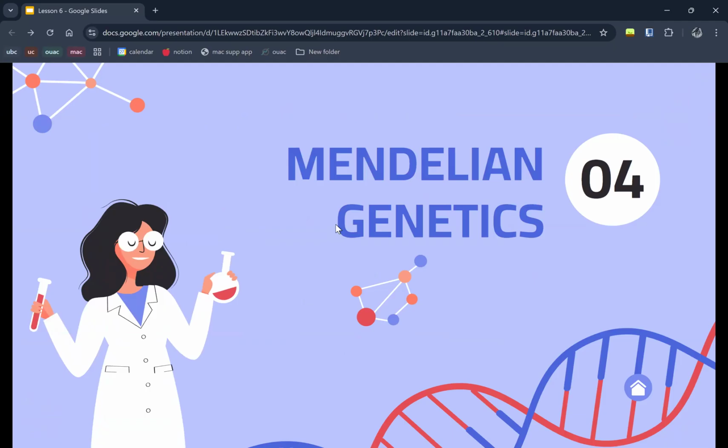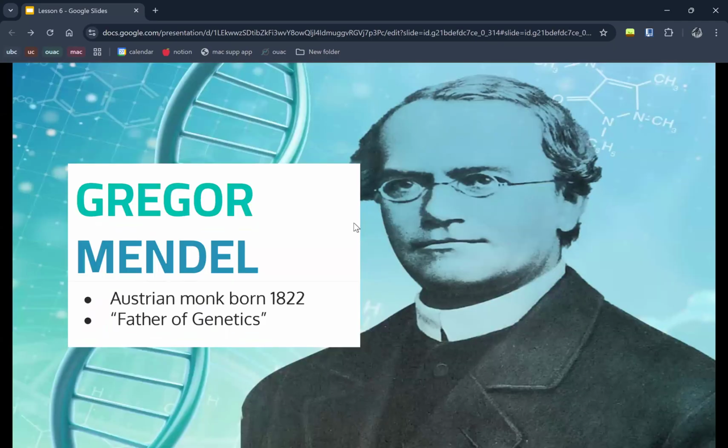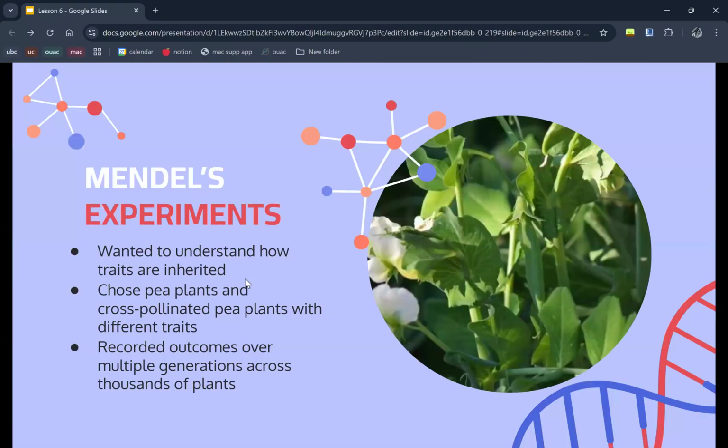Okay. Next, looking at Mendelian genetics. So Mendelian genetics comes from Gregor Mendel. He was an Austrian monk born in 1822 and was known as the father of genetics for his work in understanding inheritance. So he did some experiments to understand how traits are passed from parents to their offspring. So he worked primarily with pea plants.